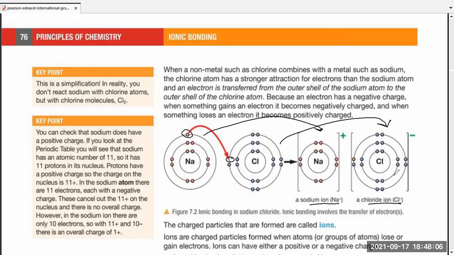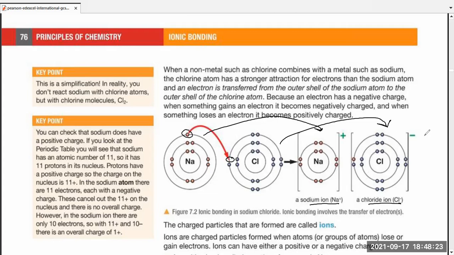On the other hand, chloride ion actually increased a little bit in size because it has to readjust itself in order to accept the incoming electron. The chloride ion is a little bit larger in size than the chlorine atom.